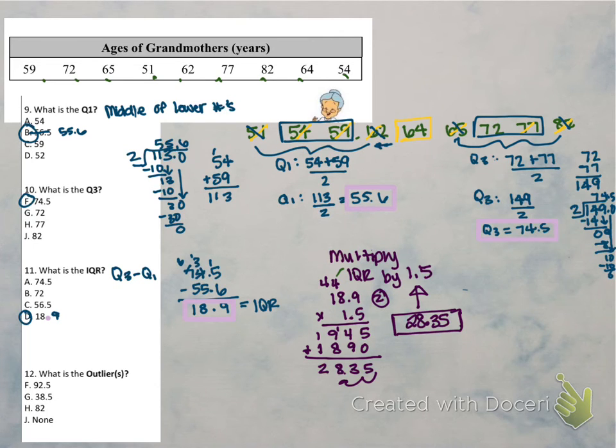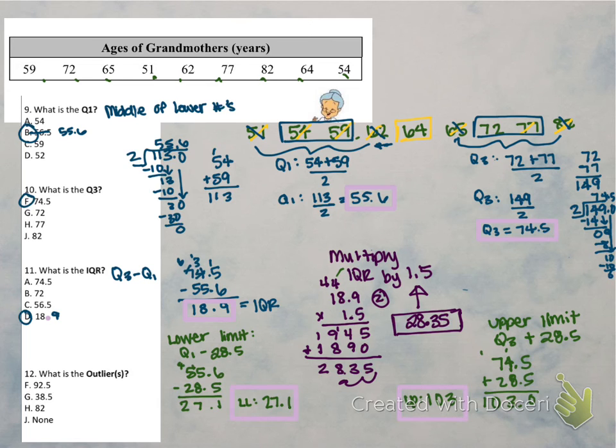Okay, so we're now looking at finding our lower limits. Lower limit is Q1 minus 28.35. Upper limit is Q3 plus 28.35. Okay, so I'm going to press pause, and I want you to find our lower limit and our upper limit, and then press play when you have finished.